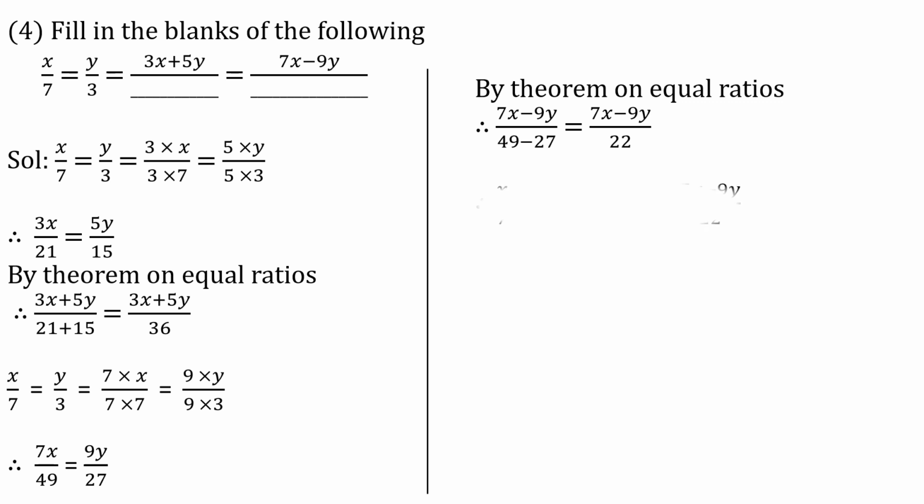Now at last you'll fill in the blanks. So therefore x upon 7 equal to y upon 3 equal to 3x plus 5y upon 36 equal to 7x minus 9y upon 22. So you have got the denominators for both the terms. Moving to next.